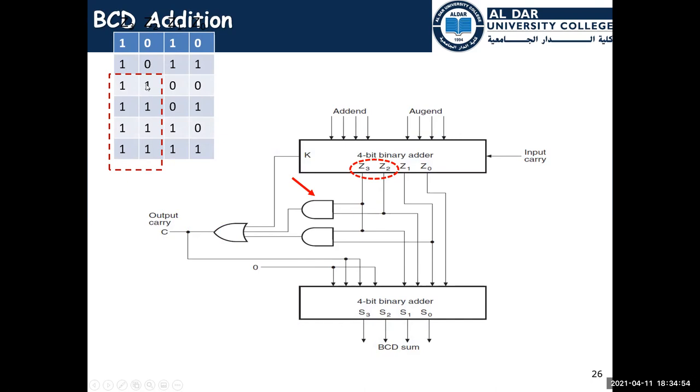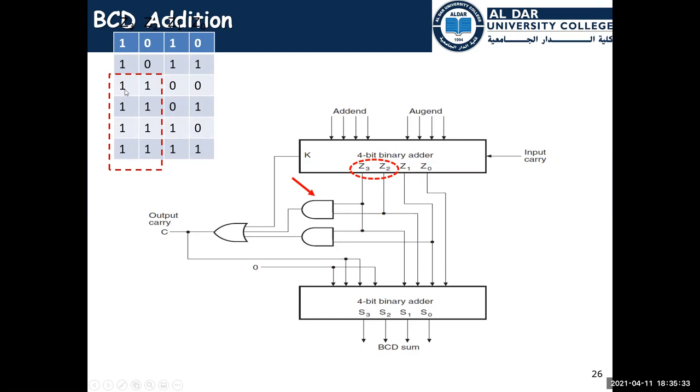But these are the combinations starting from 10, 11, 12, 13, 14, 15. These are 15, 14, 13, 12, because I mixed it up between them, so it's starting from backward. So it's 15, 14, 13, 12. These are the invalid combinations, so you have to check using the top two bits. They have a common pattern here. All of them have the top two bits as one.